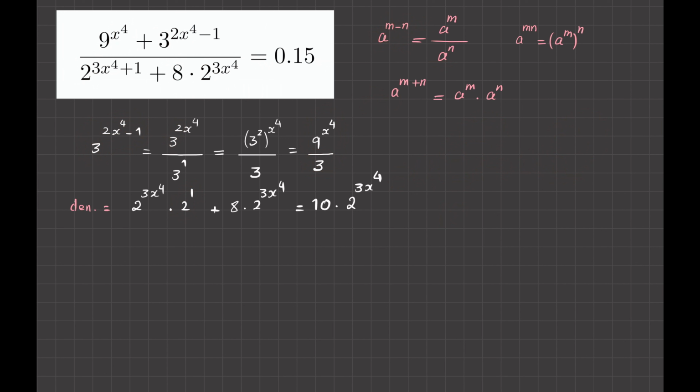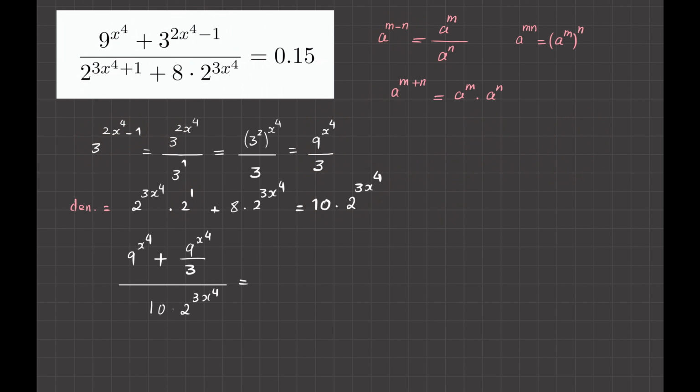So the numerator has 2 terms. One term I didn't do anything with, so I just copy and paste. But for the second term, I will replace this expression, so it becomes plus 9x to the fourth over 3. In the denominator, I did a little bit of simplification and I realized the whole denominator can be replaced by that expression. So this becomes 10 times 2 to the power of 3x to the fourth.